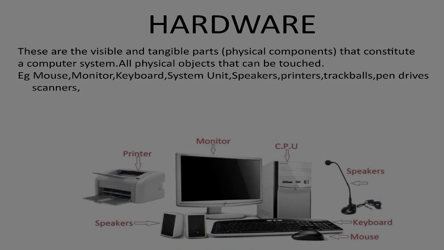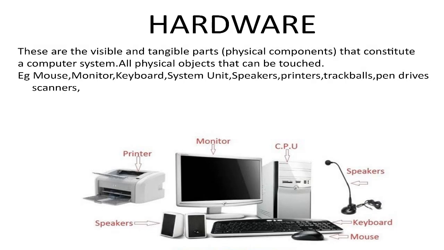So we move to hardware. What is hardware? These are the visible and tangible physical components that constitute a computer system. As we have said, these are all the physical objects that can be touched or felt. You can see and touch a mouse, a monitor, a system unit, a printer, speakers. These are the visible and tangible parts of a computer. So that's what hardware is. As you can see them down below, those are the hardware.